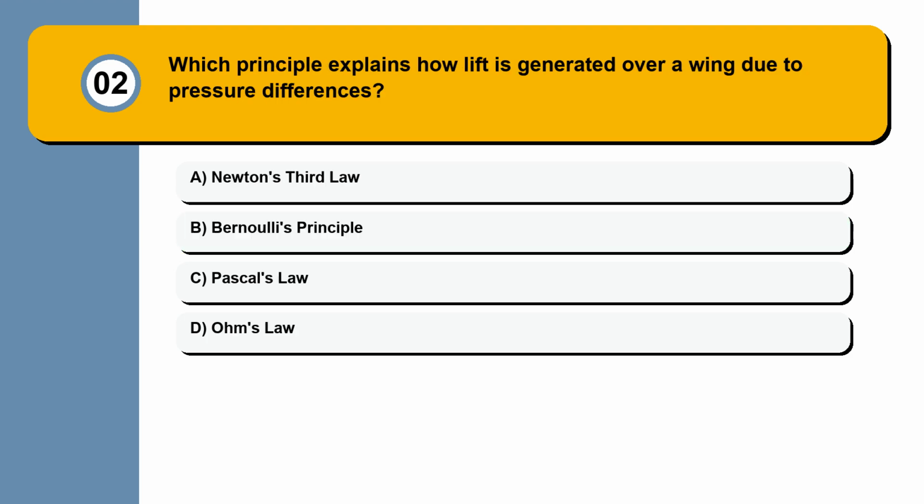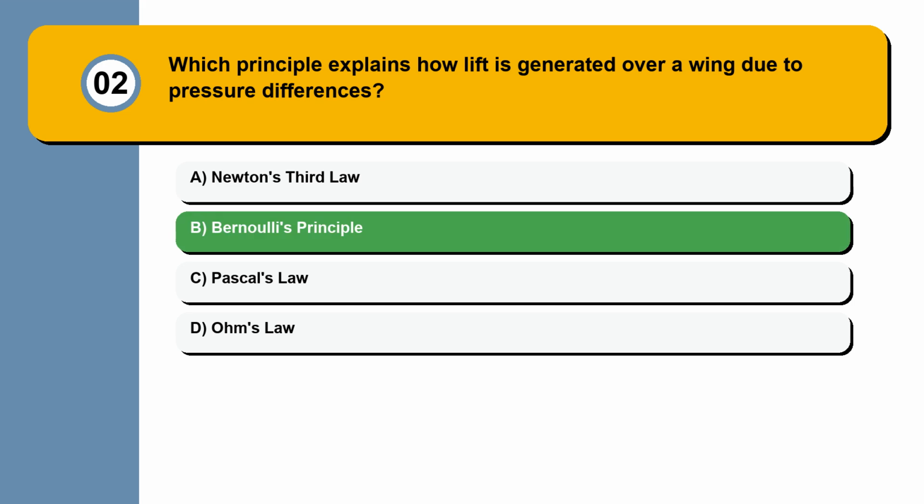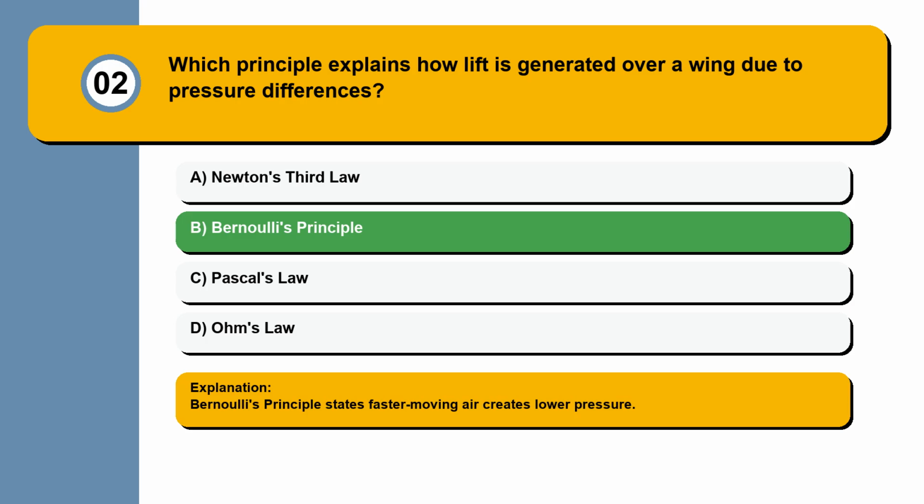Question 2. Which principle explains how lift is generated over a wing due to pressure differences? Newton's third law, Bernoulli's principle, Pascal's law, Ohm's law. Bernoulli's principle states faster-moving air creates lower pressure.